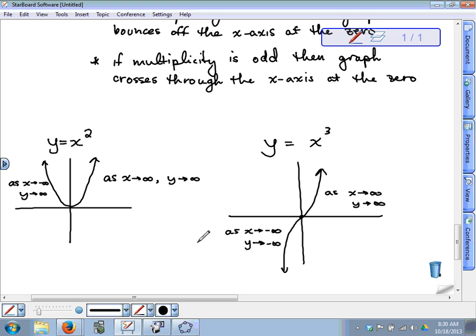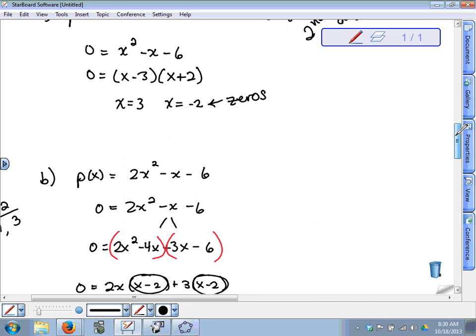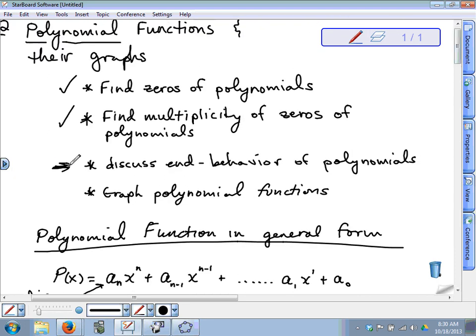All you need to remember is if the highest degree is an even exponent, it has that end behavior, like y equals x squared. If it's an odd degree polynomial, it's going to have that end behavior. Okay? And that plays a key role in helping us graph. If you can remember end behavior, these graphs become a lot easier. So, that is objective 3. Any questions on end behavior of polynomials?